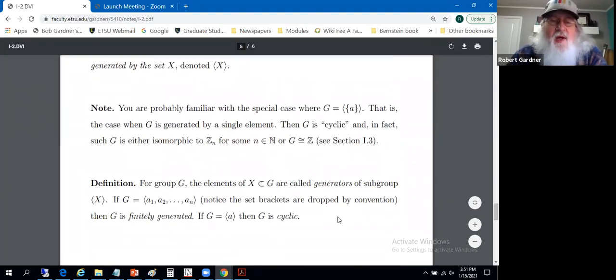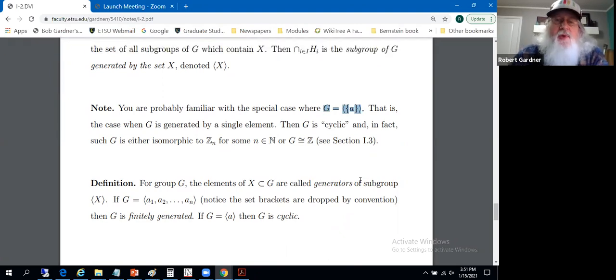We haven't formally defined this yet. We will in the next definition, but you're probably familiar with a case when we look at a group generated by a single element. It's called a cyclic group. You explored these in senior level algebra. Likely you know if we have a cyclic group, a group generated by a single element, then that group is either isomorphic to Zn if it's a finite group of order n, or it's isomorphic to Z itself, the integers, if it's an infinite group.